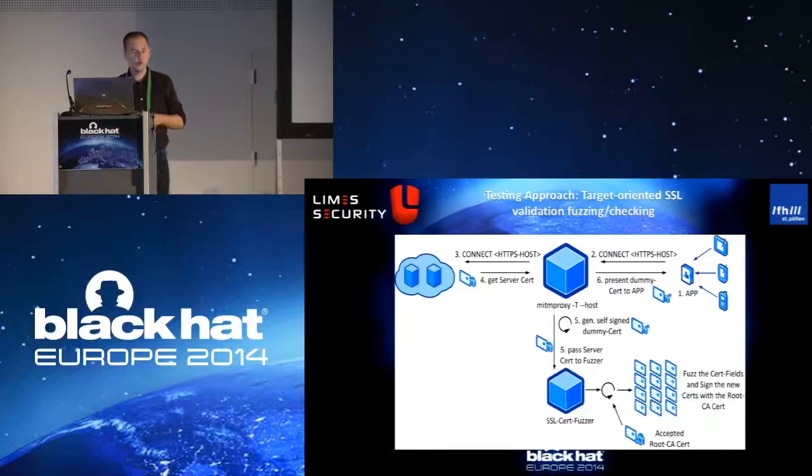Okay, what was the testing approach? So what we wanted to do really is more target-oriented fuzzing of the SSL validation component. The process was that our application would try to connect out to the internet and reach out to the server. And from the server, of course, we would pull the initial server certificate through our man-in-the-middle proxy, pass it on to our fuzzing component, and generate a bunch of new certificates which are somewhat close to the original certificate.